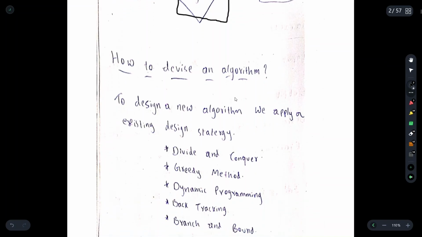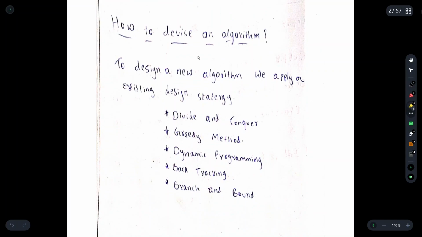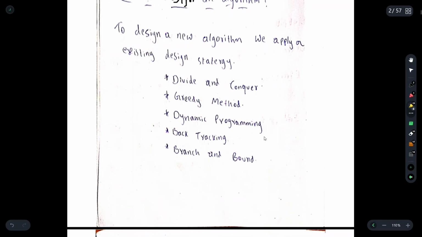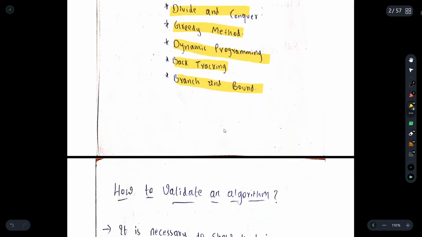And then, how to devise an algorithm. Basically, not devise, it's design. So how to design an algorithm. To design a new algorithm, we need to follow some of the existing design strategies. We need to follow them for building algorithms, and I have named them here: divide and conquer, greedy method, dynamic programming, backtracking, and branch and bound. We are going to discuss these things in this particular subject.